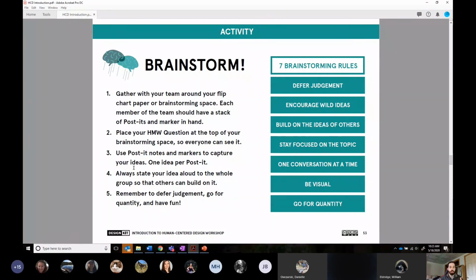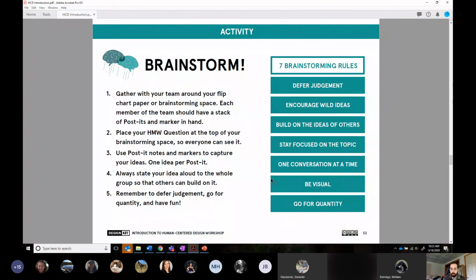In human-centered design, the goal of the brainstorming exercise is to get a lot of ideas. And they really mean a lot of ideas, and you're going to get a lot of really not great ideas. So it's important to follow the 7 brainstorming rules, and I think these are general good rules for brainstorming exercises in general. Defer judgment, encourage wild ideas, build off the ideas of others, stay focused on the topic, have one conversation at a time, be visual if that helps, and go for quantity. The emphasis there is quantity.